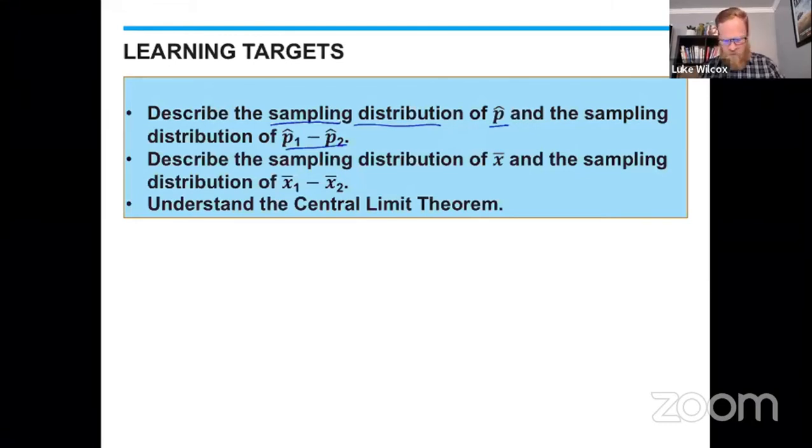So this first learning target is all about proportions, and it's about sampling distributions for proportions. Now look at the second learning target. Once again, sampling distribution, but this time X bar and X1 bar minus X2 bar. So this learning target is all about sampling distributions for means. And then sort of a sub-learning target underneath that is to understand the central limit theorem, which is going to relate back to the sampling distribution for means. So let's go ahead and jump right in on this one.